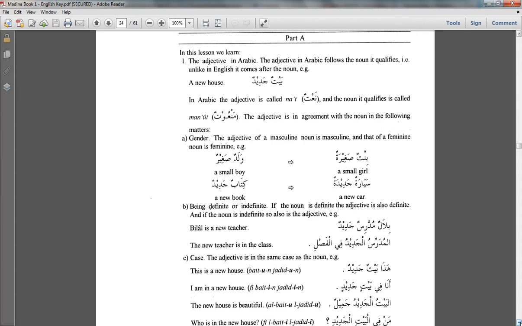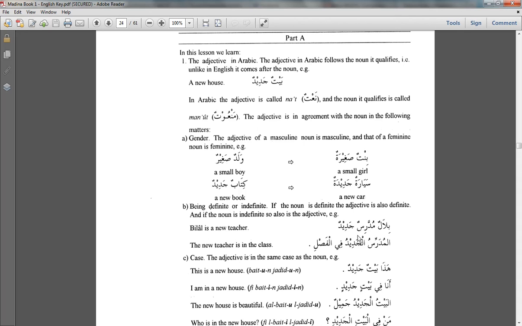Next thing, being definite or indefinite. If the noun is definite, the adjective is also definite, meaning if it has alif lam on it, then the adjective will also have alif lam on it. And if the noun is indefinite, so also is the adjective, meaning if it doesn't have alif lam on it, then the adjective will also not have alif lam on it.